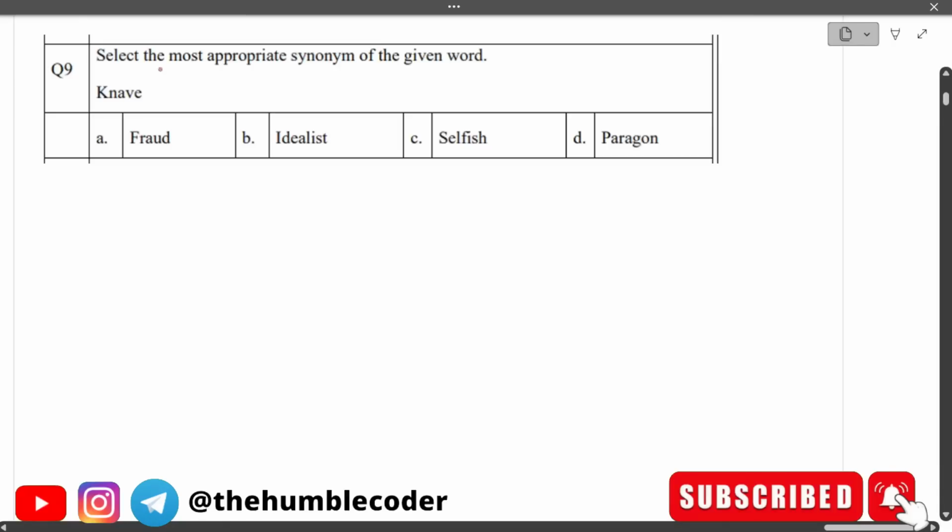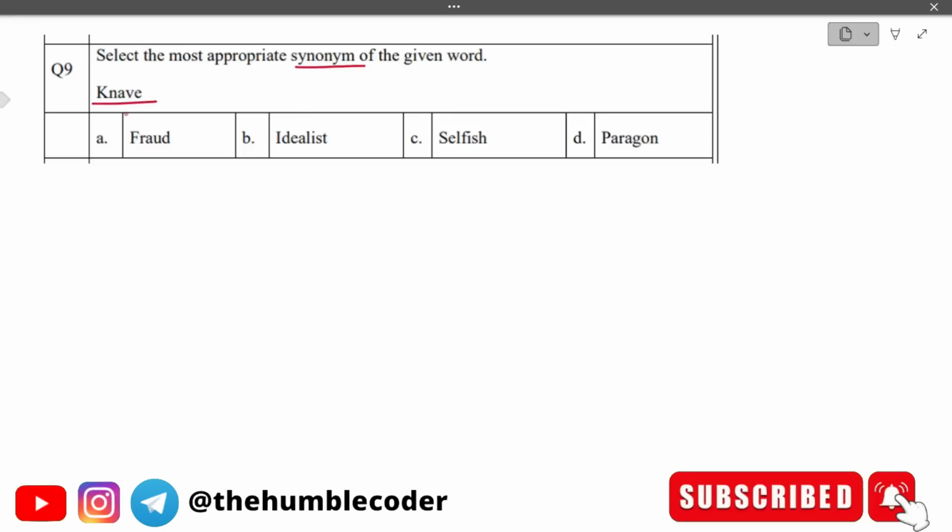So in this question, again, we need to find out the most appropriate synonym of the given word, and the word is knave. And the options that we have are fraud, idealist, selfish, and paragon. Okay, so the word that we have is knave. Okay, let's see what can be the answer for this question. Before that, I'll tell you the meaning of the word knave. Okay, what knave means is, see, the word knave refers to a dishonest or uncultured or unscrupulous person.